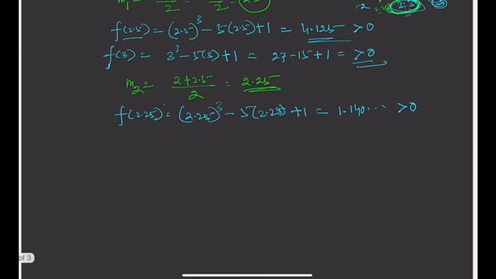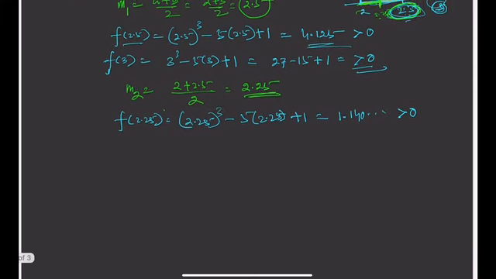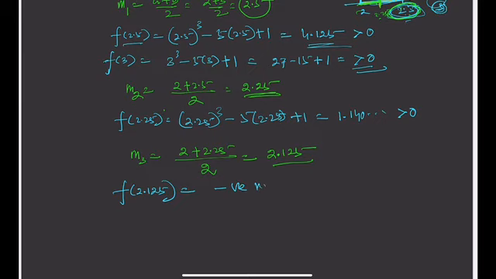So our next, we will try to find m3. What is m3? m3 is nothing but the average of 2 and 2.25, again two parts. So this is going to be 2.125. Okay, the next point is 2.125. Again you put it in that function. You have to use the advanced calculator. So we can find this is going to be some negative value.